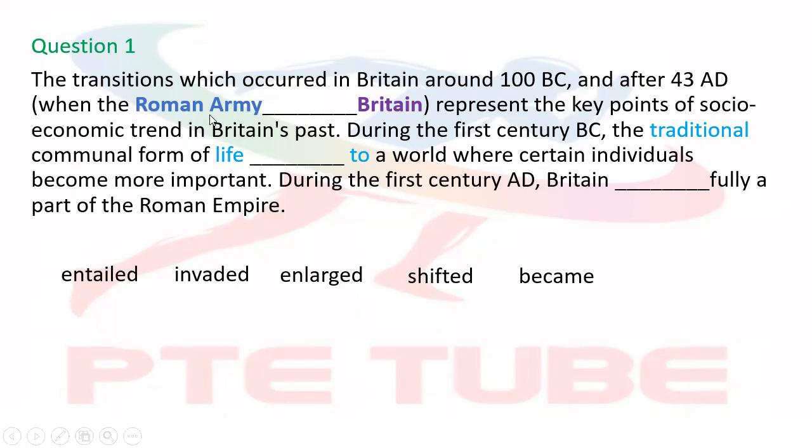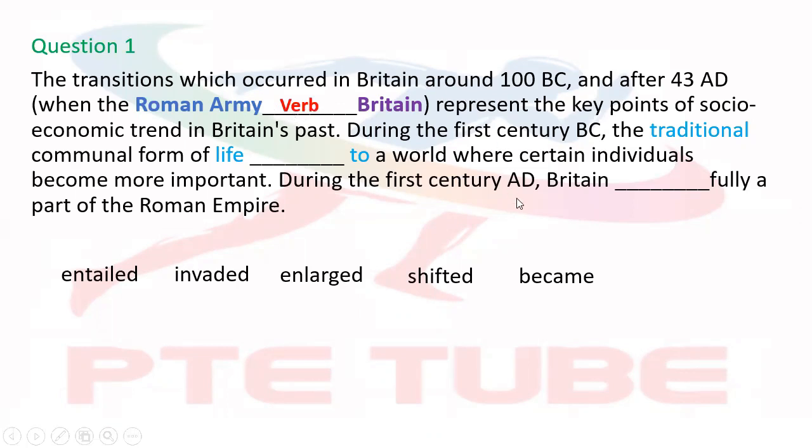The first things first. The Roman army dash Britain. So this is the simplest sentence, in the sense which has three parts: subject, verb, object. I do have subject, I do have object. Then what else do I need over here? I need a verb. As simple as that.